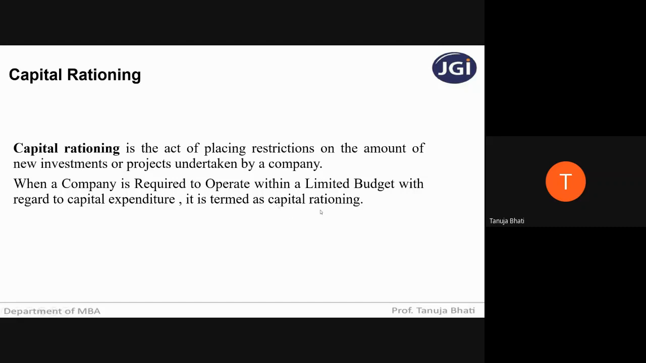Is this clear, students? So by this, what we understand are the advantages of capital rationing. Ma'am, who limits the budget? By whom is it decided? The budget for every business will be different, students. It will be decided by the finance department of the company.